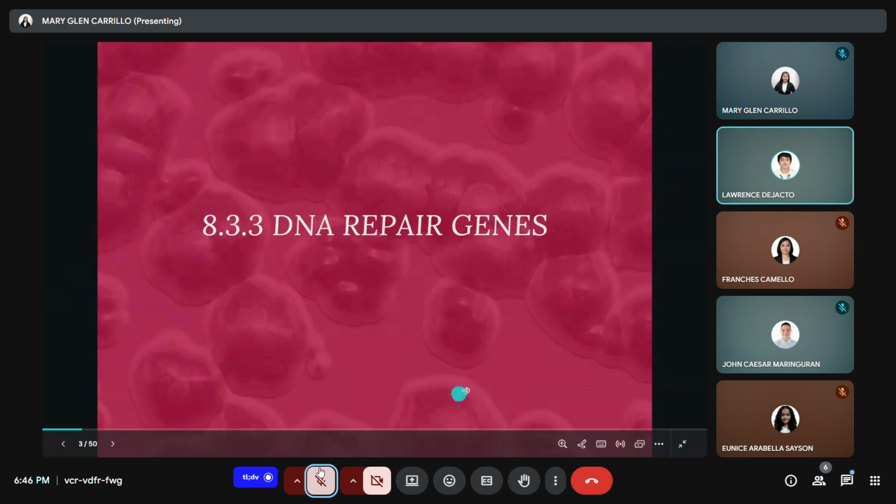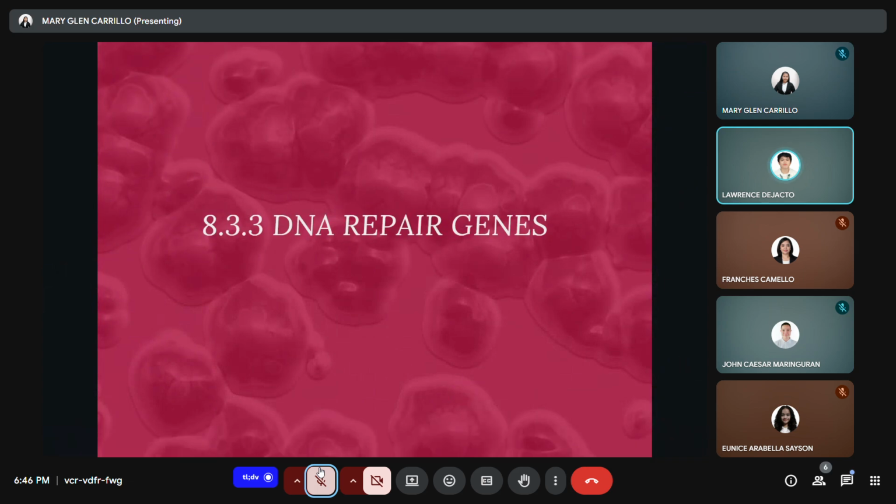So, the integrity of DNA is under constant assault from radiation, chemical mutagens, and spontaneously arising changes. In spite of these damaging agents, the rate of mutation remains remarkably low, thanks to the efficiency with which DNA is repaired. So, what are DNA repair genes? Next slide, please.